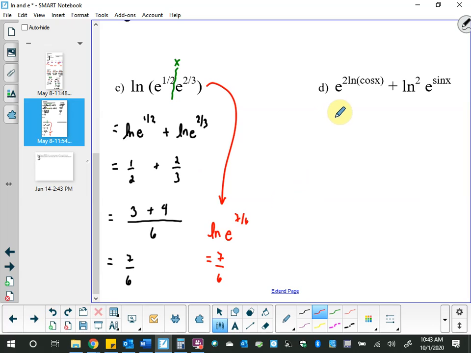All right, last question of simplification. Trig, whoa. First thing I notice is that the e and the ln are not in a row here. So we've got to deal with that. And the way you deal with it is the law of powers.